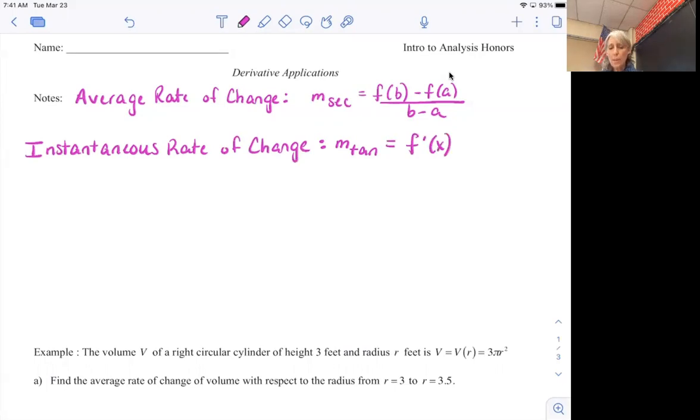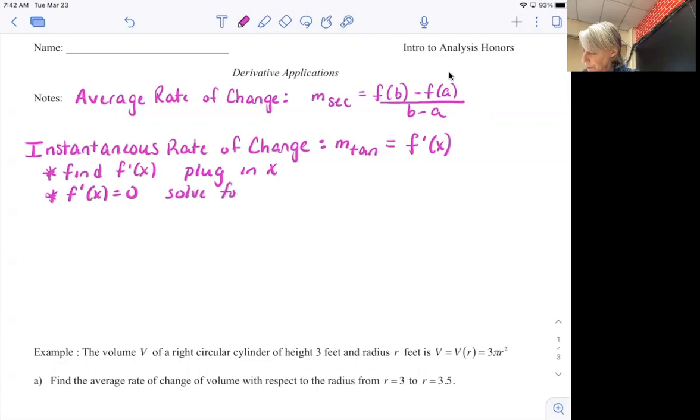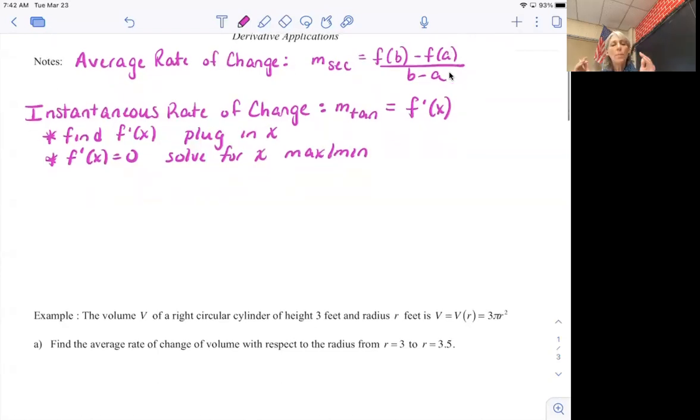Okay, so different types of problems. You have to know when you have to find f prime of x and then plug in the x value. That's going to give us the instantaneous rate of change at a specific time. Or we can set f prime of x equal to 0 and solve for x. That's going to give us where we have our maximum or minimum values, right? That's going to give us turning points on the curve. So those are the basic things.